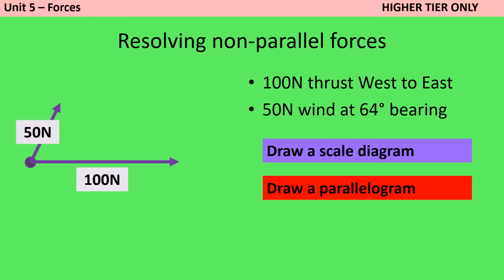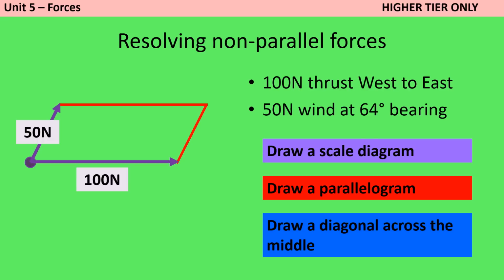Then I'm going to use those two lines to be two sides of a parallelogram, and I'm going to draw the rest of the parallelogram. I can then draw a diagonal across the middle of this, and that represents the single vector that represents the resultant force. If I measure the length of that line, then provided that I've done my scale diagram properly, the length of that line will tell me the size of the resultant force. In this example, my line is 13 centimetres long, so using the scale that I've originally decided, this tells me that the size of the force is 130 newtons.